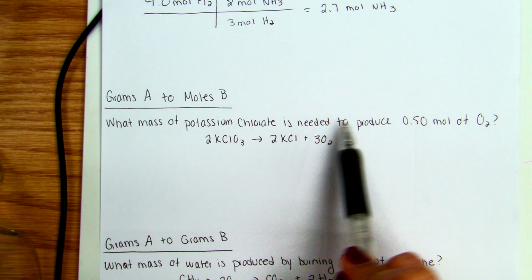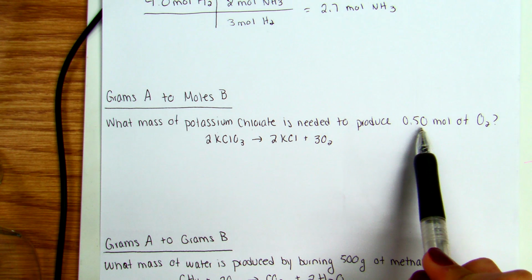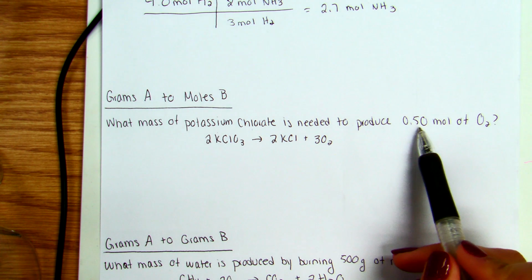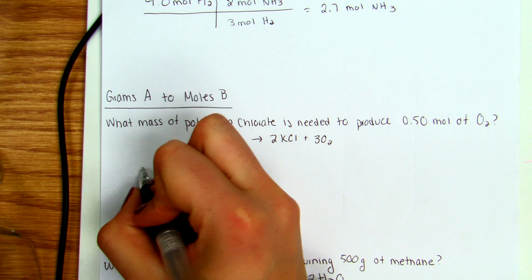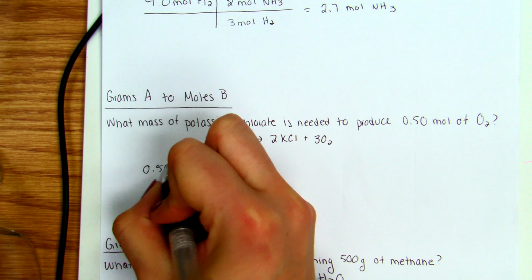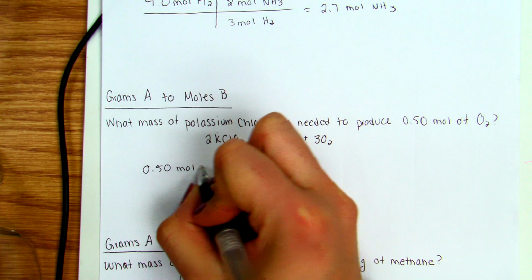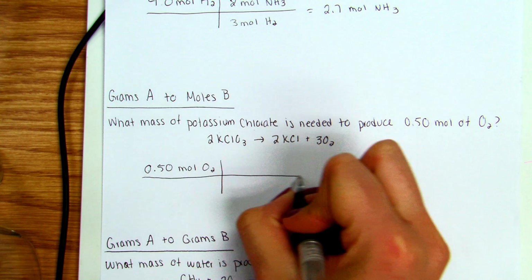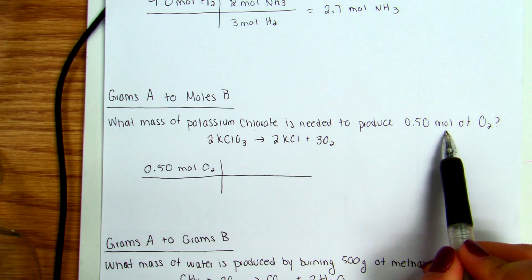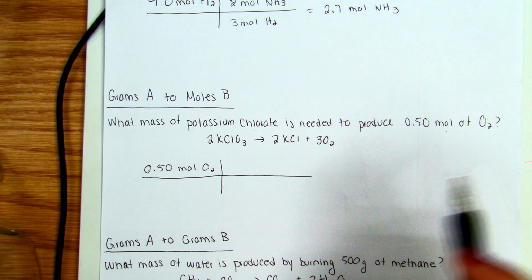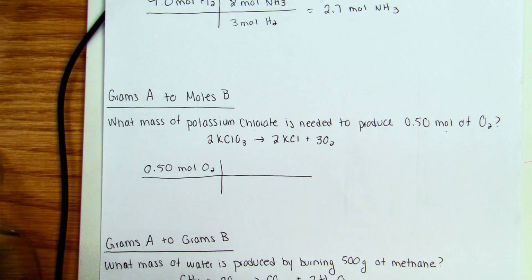So this question says, what mass of potassium chlorate is needed to produce 0.50 moles of oxygen? Okay, so here I'm starting with 0.5 moles of oxygen. So whatever we always start with is going to go into the top left corner, just like it has in the past. Okay, so if I'm starting with moles of oxygen, I'm trying to get to mass of potassium chlorate.